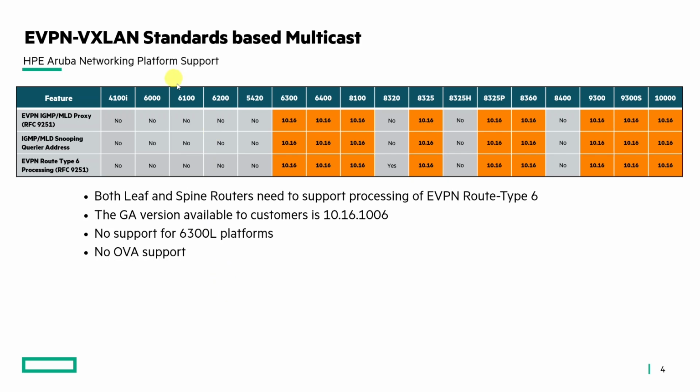Okay, and on this slide, we can see the platform support, so where this feature was introduced. You can see the AOS-CX platforms here, and the release, again, is 10.16.0.0.6 for all of these platforms. A word of caution is that both the leaf and spine devices need to support the processing of EVPN route type 6 messages. It's not just the edge VTEPs, the route reflectors also need to be able to support that as well. I already mentioned the GA version. There is no support for 6300L platforms because they don't support VXLAN, and there is no OVA support.